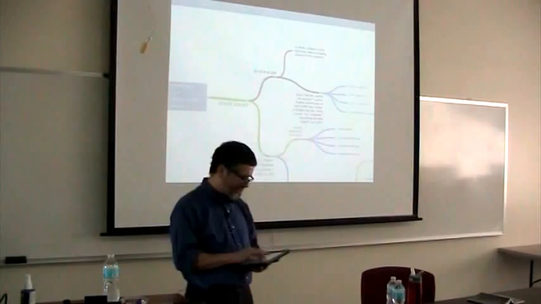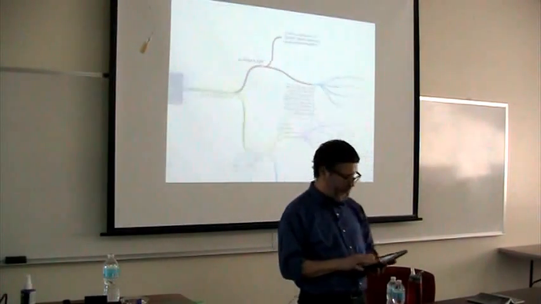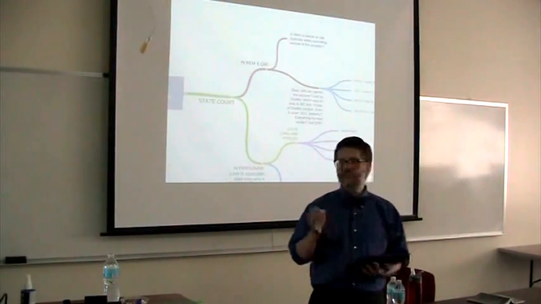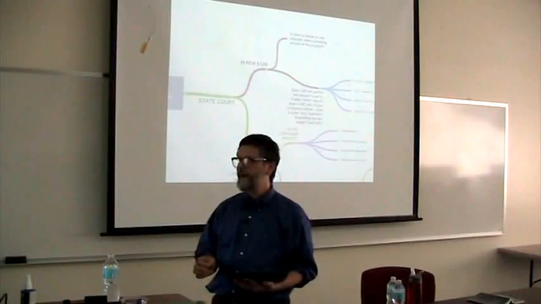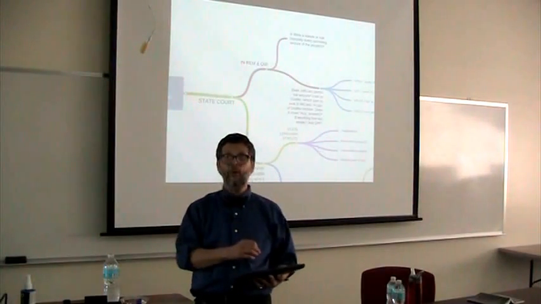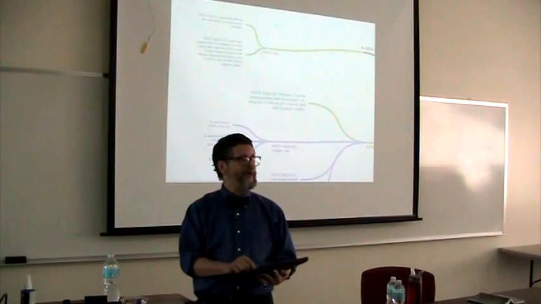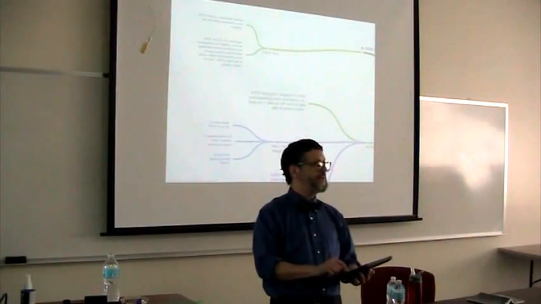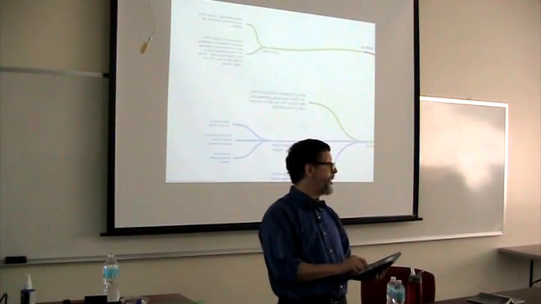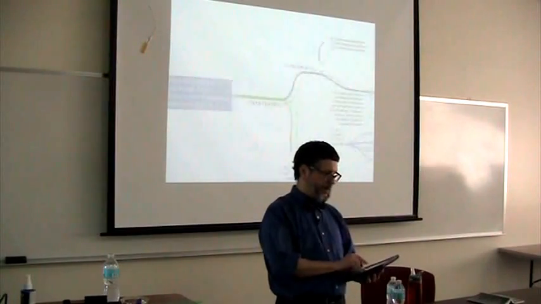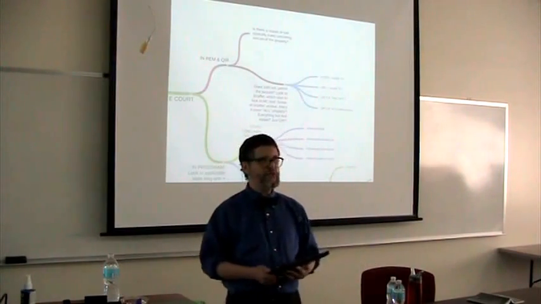All right, let's move into the state bases. All right, in rem and quasi in rem. Now, this is a state basis, all right? But that could be in state court or federal court, right? Because 4N allows you to have jurisdiction over property as long as there would be jurisdiction over that property in state court. All right, well, what about jurisdiction over property in state court?